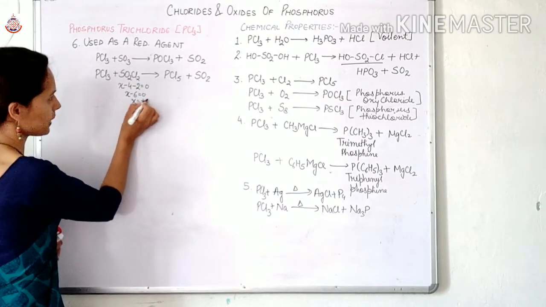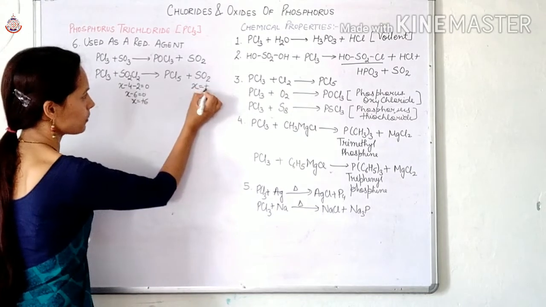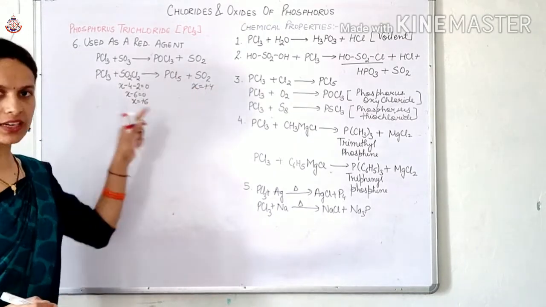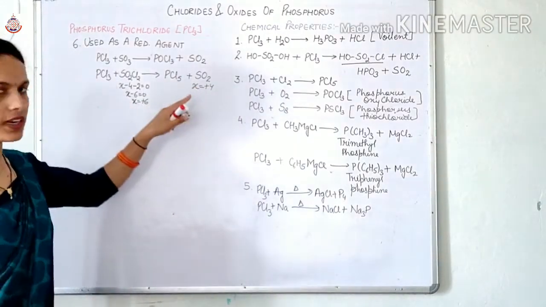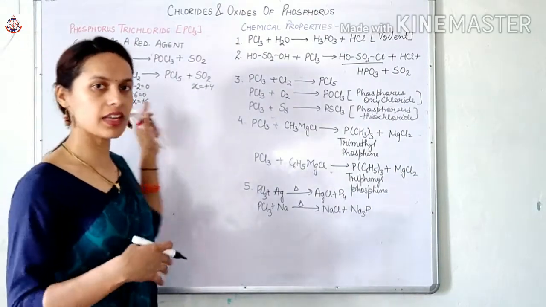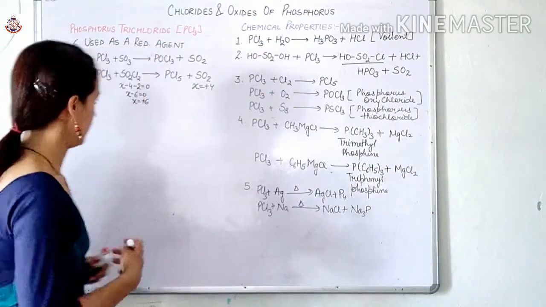So X equals plus 6, and here X equals plus 4. So sulfur gets reduced, and because sulfur gets reduced, therefore the PCl3 acts as a reducing agent.